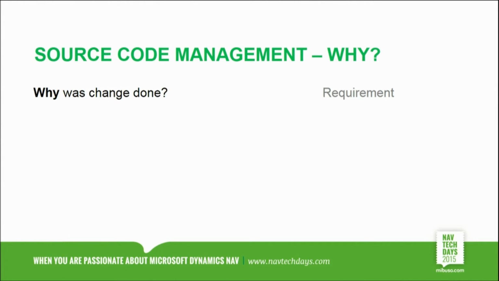One of the reasons is, why was a change done? Of course, you can track it with any other system. Basically the requirement, we want to record that in a system like Team Foundation Server. It could be another one. What does that change actually contain? So it's not only the why, but what it has been. What is the code change as such?